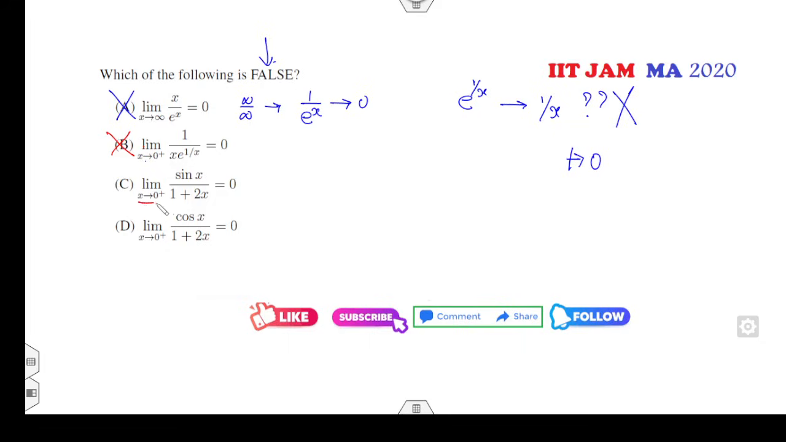Sine of x. As x approaches 0, I can replace sine x with x. The numerator becomes x over 1 plus 2x. So clearly, it goes to 0, which is also a correct statement. Cos of x, I can replace with 1. So it's 1 over 1 plus 2x, which does not go to 0. That is the right answer of the problem.